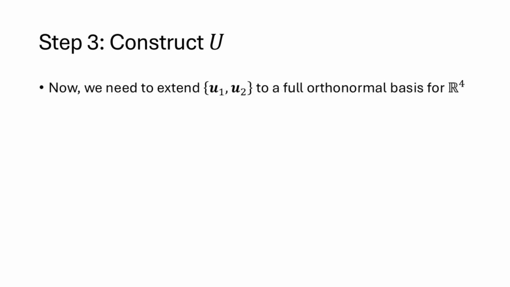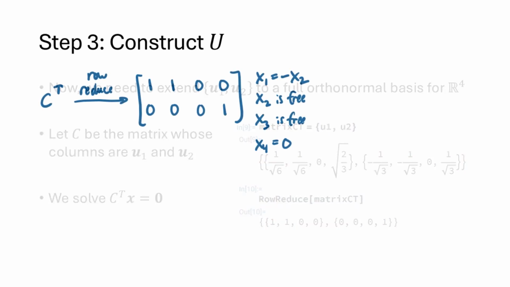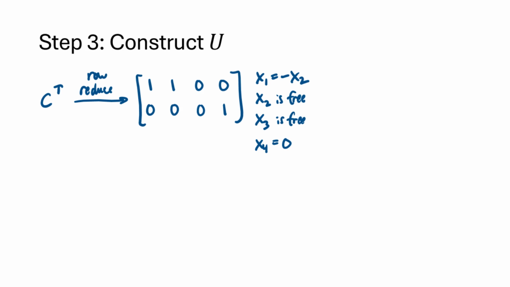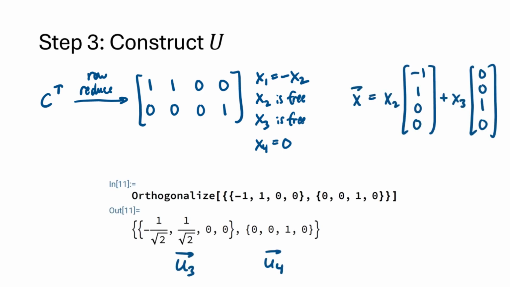Now for u3 and u4, we need to extend this basis to a full orthonormal basis for R4. Now C transpose is the matrix that has these vectors as its rows, so we row reduce C transpose to write the solution of C transpose x equals 0 in parametric vector form. So here's our reduced matrix. Our solution is x1 equals negative x2, x2 is free, x3 is free, and x4 is 0. In parametric form, that gives us the vectors negative 1, 1, 0, 0, and 0, 0, 1, 0. And then in Wolfram, we'll use the orthogonalize command to apply Gram-Schmidt to get our vectors u3 and u4.